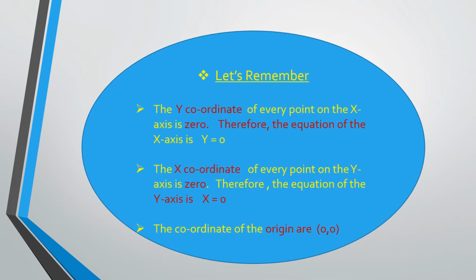Let's remember these points. The y-coordinate of every point on the x-axis is 0. Therefore, the equation of the x-axis is y equal to 0. Second point, the x coordinate of every point on the y-axis is 0. Therefore, the equation of the y-axis is x equal to 0. And third point, the coordinates of the origin are 0 and 0.